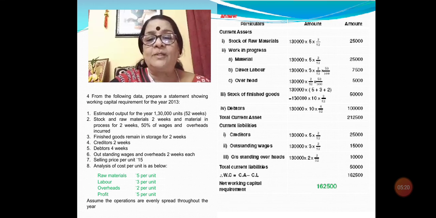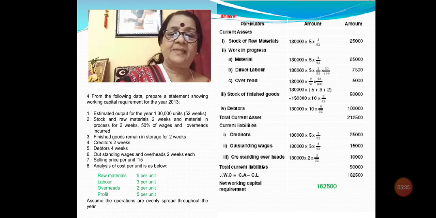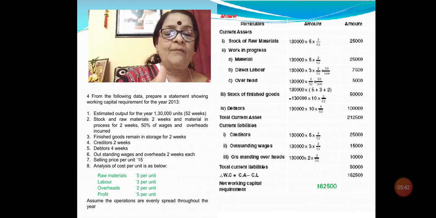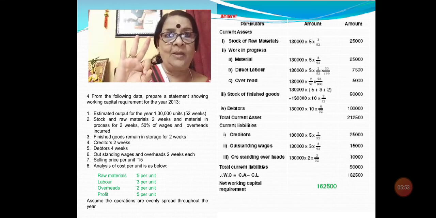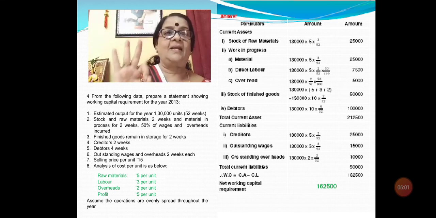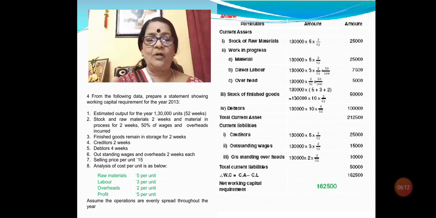Now we have to see stock of finished goods. Finished goods remain in storage for 2 weeks. Finished goods we always calculate on cost of goods sold. Raw material is 5 rupees, labor is 3 and overhead is 2. So the total cost of goods sold is 5 plus 3 plus 2, that is 10. So finished goods are kept in store for 2 weeks: 1,30,000 into 10 into 2 by 52. That is the stock of finished goods.